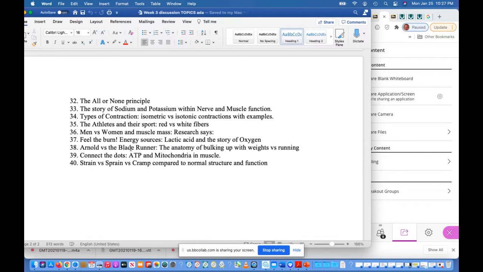Okay. Arnold versus the Blade Runner. That's kind of cool, right? Bulking up with weights versus running. Connect the dots, ATP and mitochondria and muscle. There's so many different ways you can go with this.